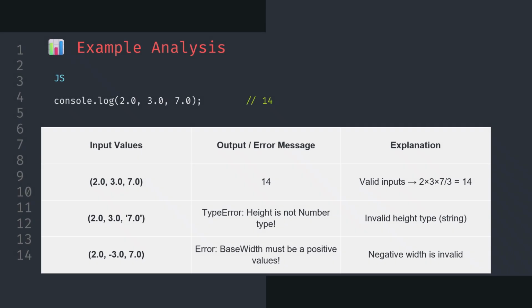Let's look at a few examples. The first input set is valid, so we get a volume of 14. But in the second case, we passed 7.0 as a string. Since it is not a number type, our helper throws a type error. The last one passes a negative width, which triggers our second error check. This kind of validation helps catch bugs early and makes your code far more reliable.